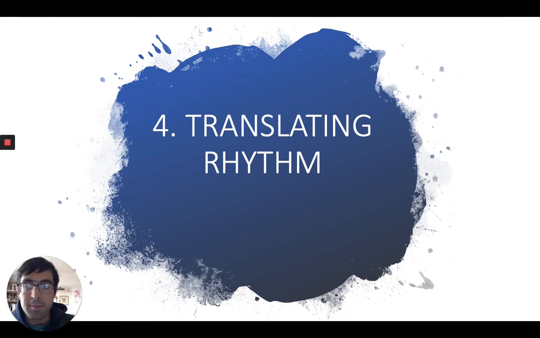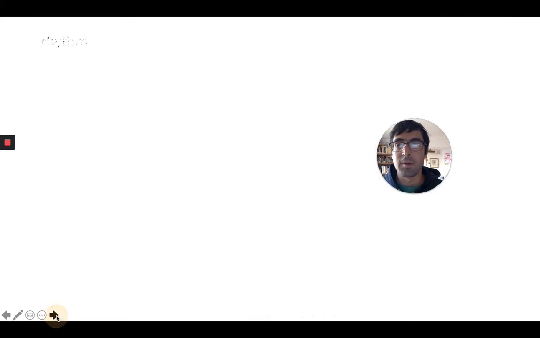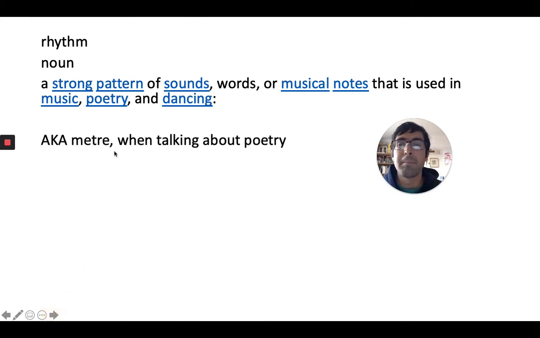Now we have to try and make our poem sound more like a poem, and one of the ways we can do that is by changing the rhythm so it matches the rhythm more of the original. Rhythm is really important to poetry. Now, what is rhythm? I looked up the word rhythm and I found the following definition: a strong pattern of sounds, words, or musical notes used in music, poetry, and dancing. I also found the word meter, which is the rhythm of a poem, basically.